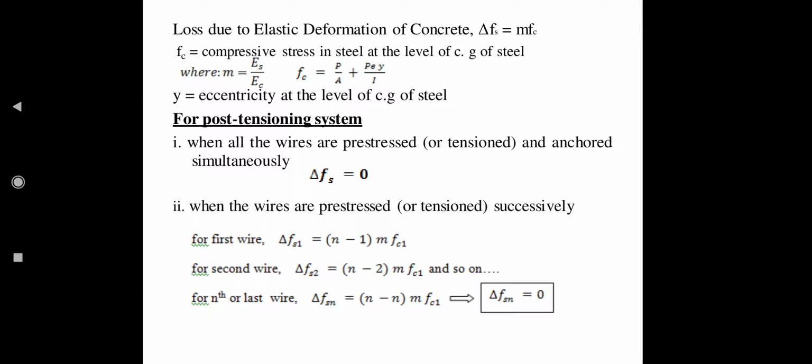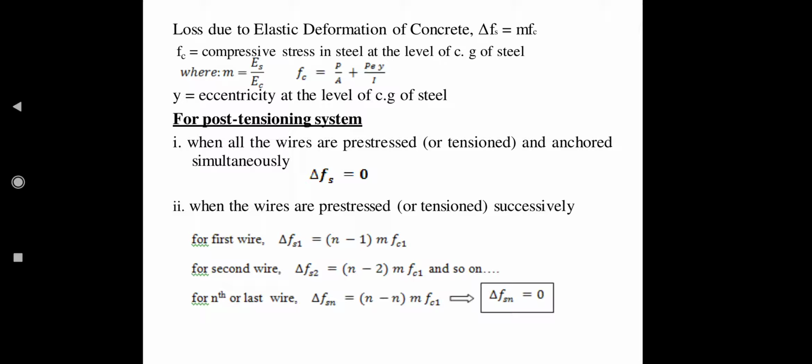and Fc can be calculated using the formula P by A plus P e y divided by I, where P is the pre-stressing force, A is the area of the cross section, e is the eccentricity of the cable with respect to CG of the section, y is the centroidal distance of the member, and I is the moment of inertia. So that is for pre-tensioning members.